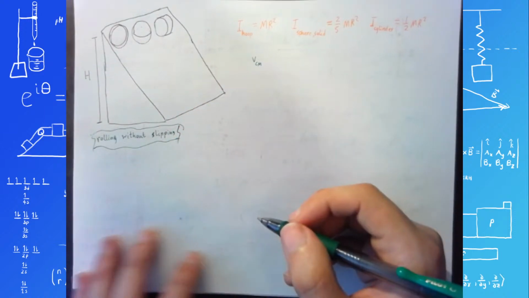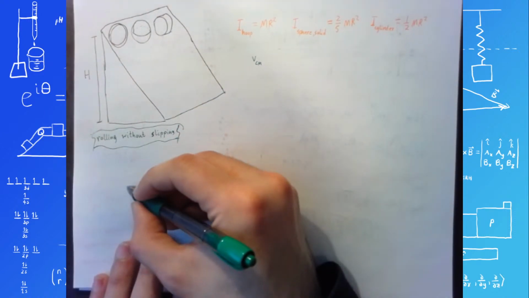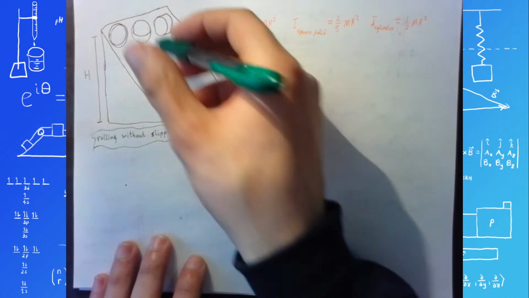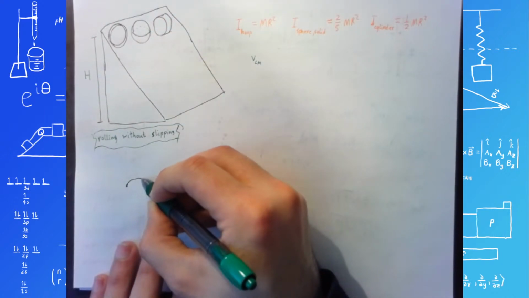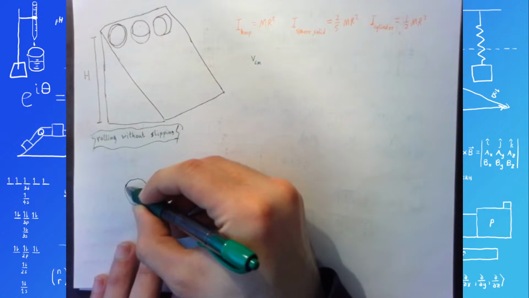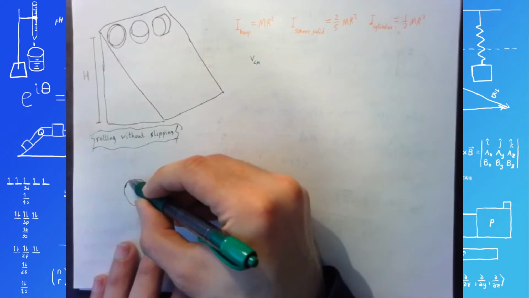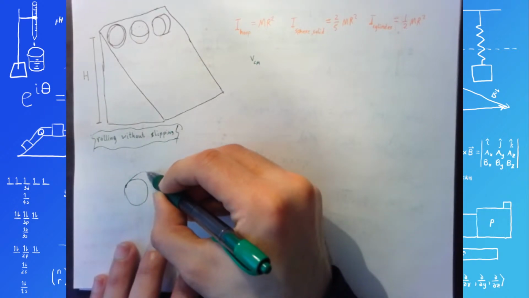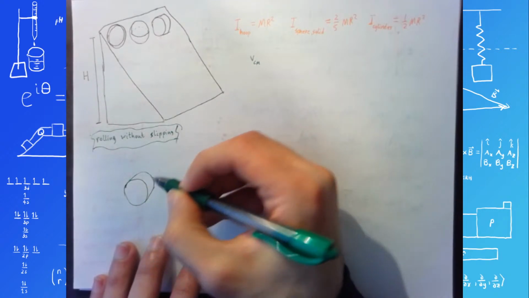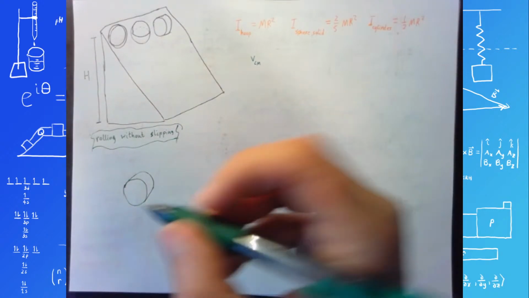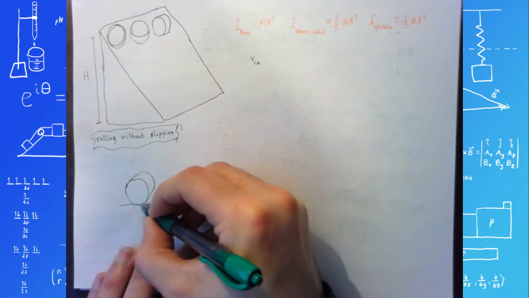Rolling without slipping. Okay, so let's take something like a disc. And we'll get back to this problem in a minute. Well, more than a minute, but you know what I mean. So let's say we have something like a cylinder over here, and it begins rolling.